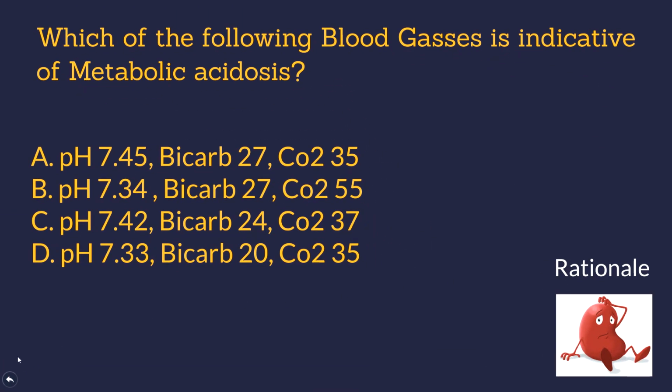All right, here comes mini game 3. Which of the following blood gases is indicative of metabolic acidosis? A, a pH of 7.45, bicarb of 27, CO2 of 35. B, pH of 7.34, bicarb of 27, CO2 of 55. C, a pH of 7.42, bicarb of 24, CO2 of 37. Or D, a pH of 7.33, bicarb of 20, and CO2 of 35. I'll give you just a few seconds to work that one out.